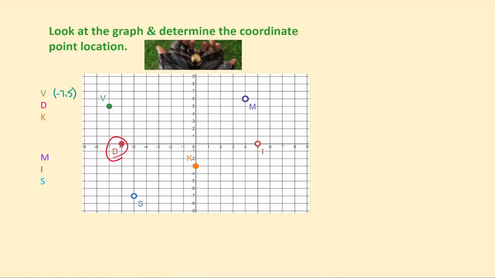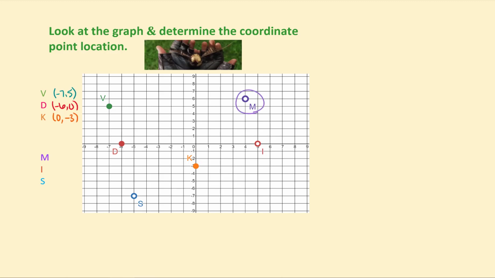D is our next point. Remember, we always move left or right first, never up or down. When we find our points, we move left or right first. So it looks like we went to the left 6, so -6, and then we did not move up or down at all, so 0. Our next point is K. It looks like we did not move left or right at all. We are on the axis, so 0, comma, and we went down 3, so -3.